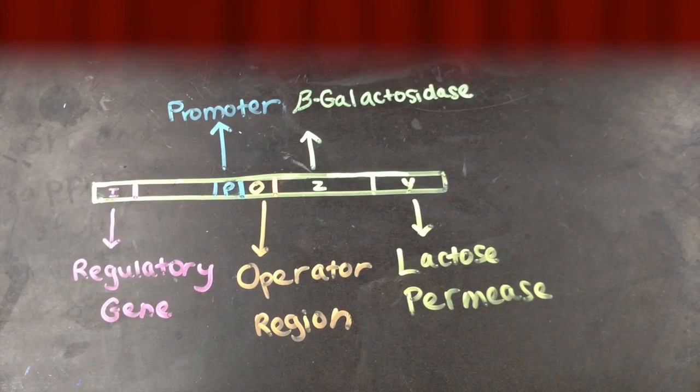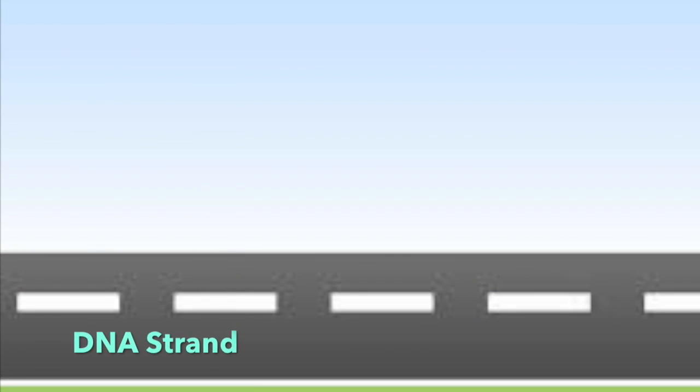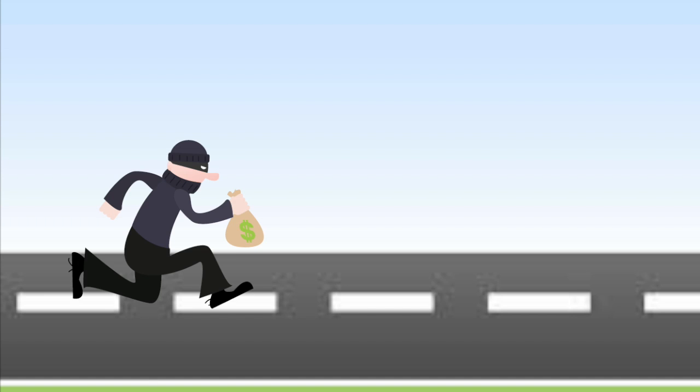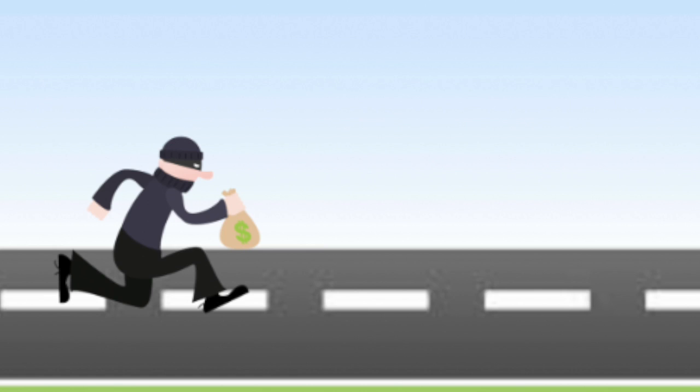To review what we learned so far, let's look at our analogy to better understand the process of gene regulation. Let's say that the strand of DNA containing the LAC operon is the road. RNA polymerase, which wants to continue down the operon to express beta-galactosidase and lactose permease, is represented by a robber. The robber wants to run down the road to make a great escape from his latest crime.